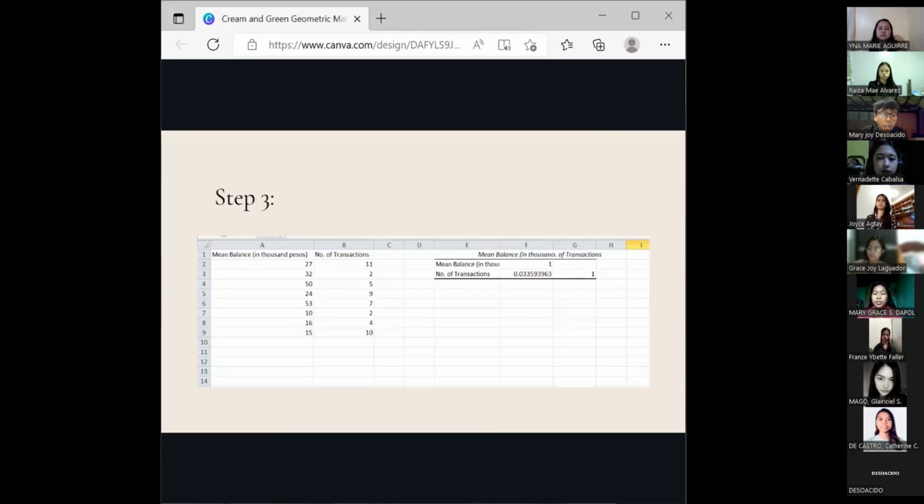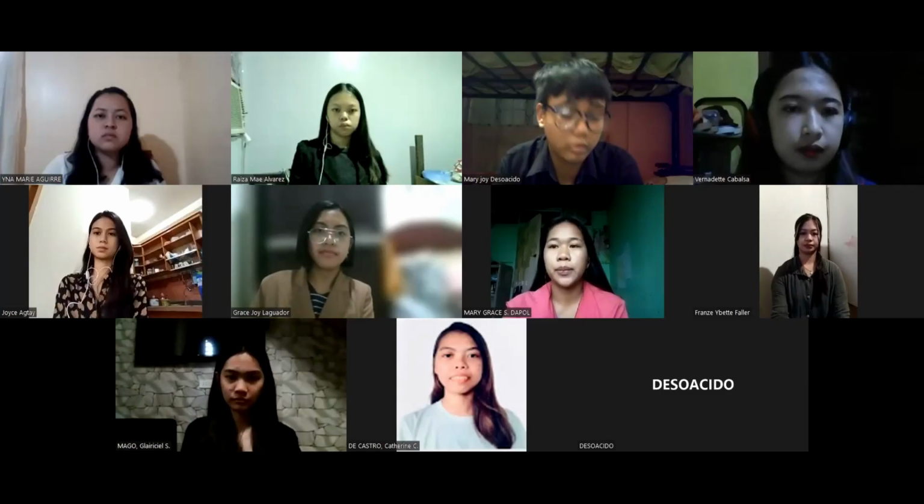Step 3. Computing correlation coefficient. So, getting correlation coefficient, R or P, value to identify if the variables have a strong or weak relation. So, in order to do that, Ms. Cabalsa, pwede ka po bang mag-present ng Excel? Thank you.